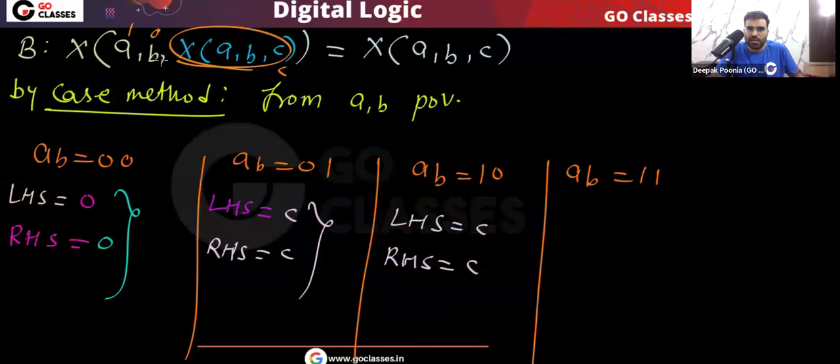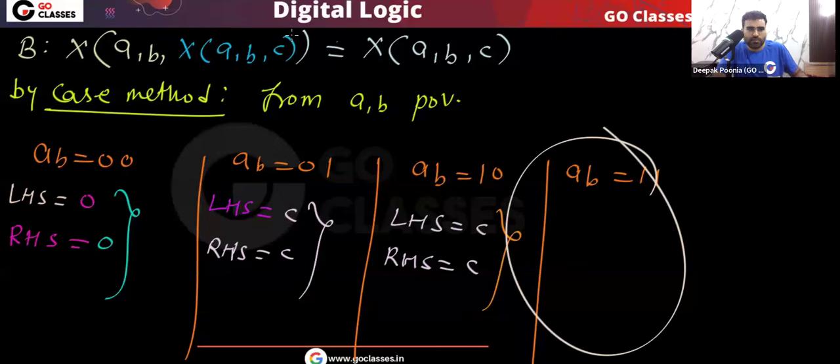Now you can notice that because AB is 1 0, here you have 1 0 C, here also you have 1 0 C, so LHS equal to RHS. Yes or no? Or you can think like this: if C is 0, then this LHS will become 0. If this C is 1, then this LHS will become 1. So I can say this LHS is same as C, correct? And similarly, you can see that RHS also will be same as C. So here also I cannot eliminate option B.